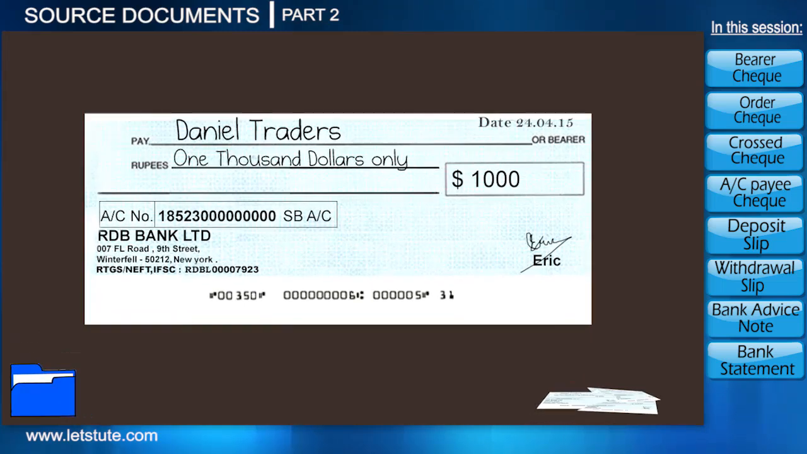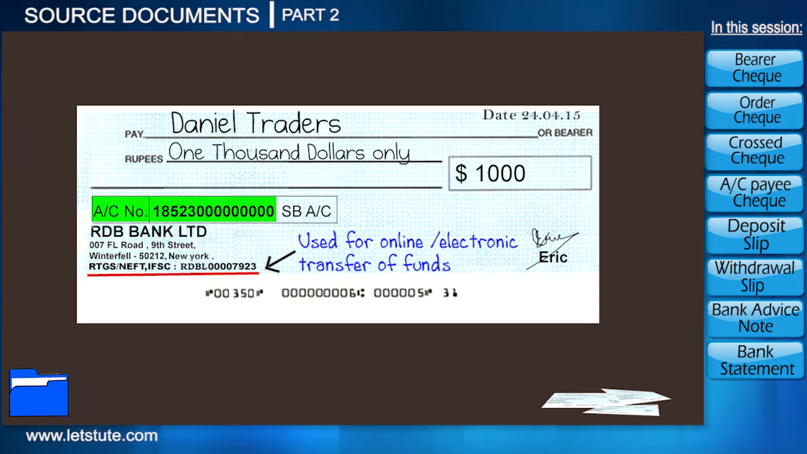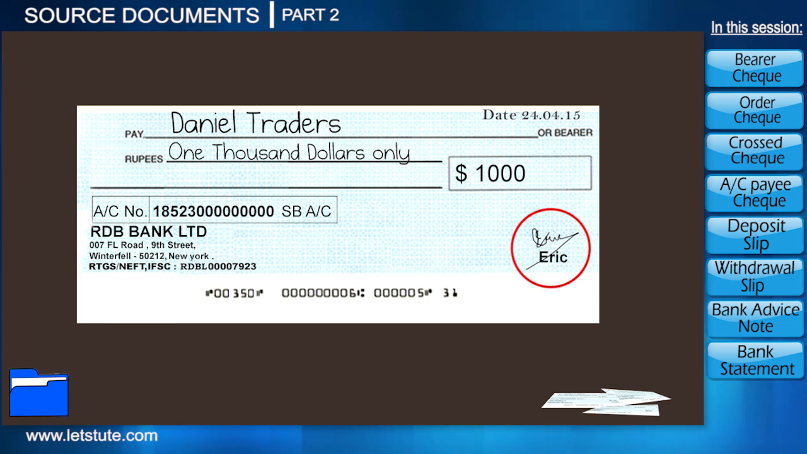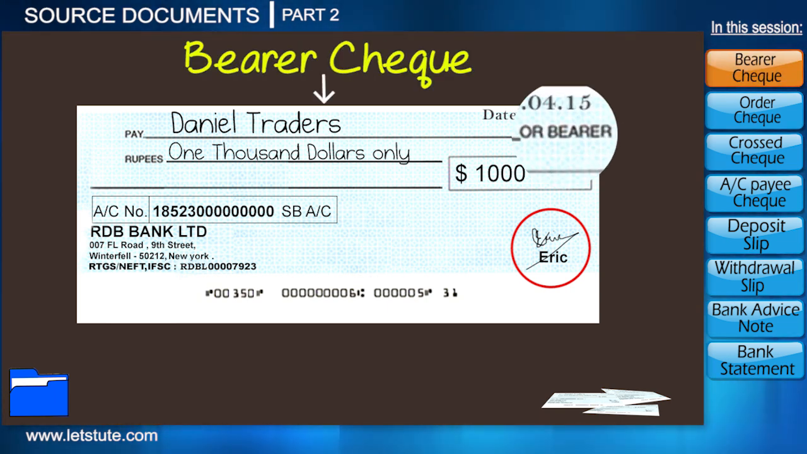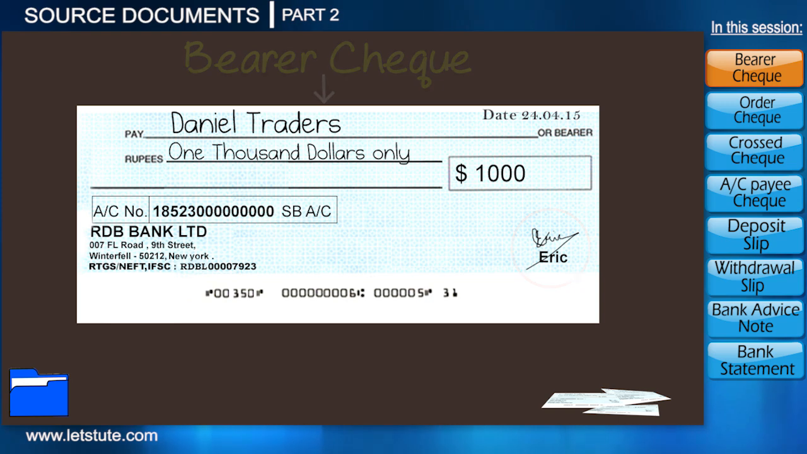Now this check here says pay to Daniel Traders or bearer. Then we have the amount in figures and in words. We have the account number and bank address of the payer, the account type, and the payer's name and signature. This check has the words or bearer. It means that the holder of the check can encash the check at the counter of the payer's bank. So Daniel has to take this to the payer's bank and he can get this encashed. This check is as good as cash.